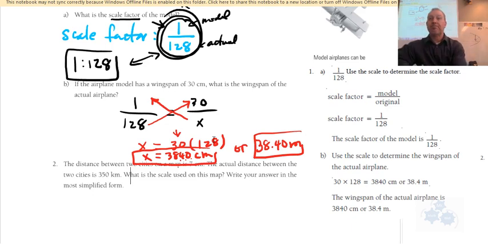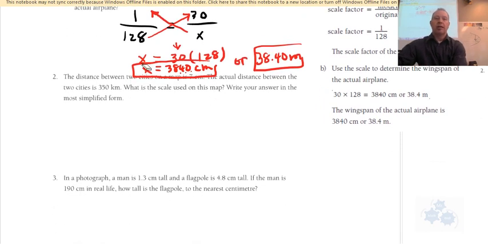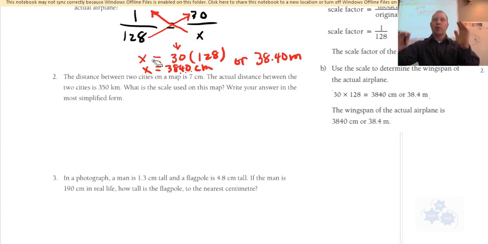Any questions? Okay, so number 2 says the distance between two cities on a map, so we're having a map in front of us, is actually about 7 centimeters. So that's the model, right? The actual distance between the two cities is 350 kilometers. What is the scale used on this map? Write your answer in the most simplified form.